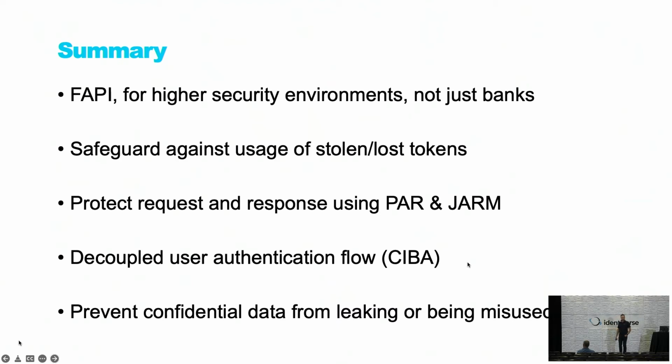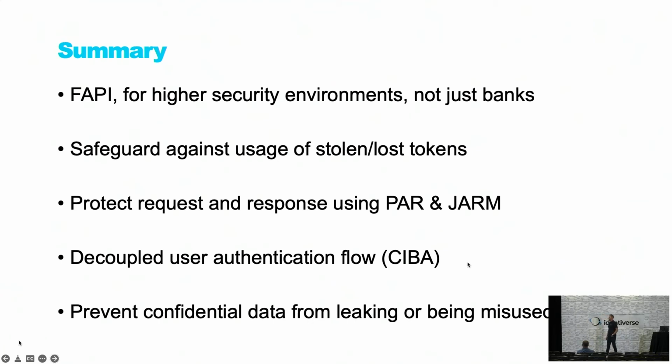So in summary, FAPI or financial grade APIs are for higher security environments, not just banks. There's a couple of things that we've looked at here that can heighten, strengthen the security of this a lot. We can safeguard against the use of stolen or lost tokens using sender constrained tokens with mutual TLS. Obviously, the request and the response can be protected using PAR and JARM that are pretty easy to implement, right? So sender constrained tokens probably takes a little bit more to implement, but PAR and JARM are very easy to implement.